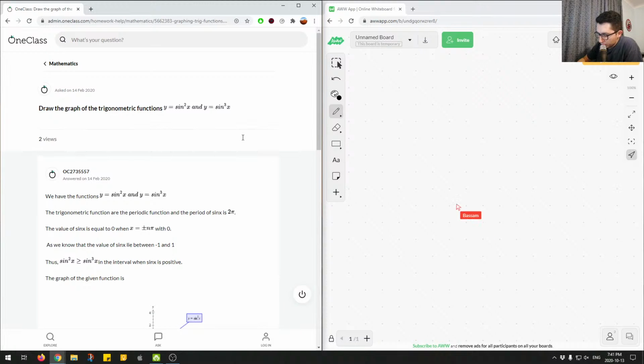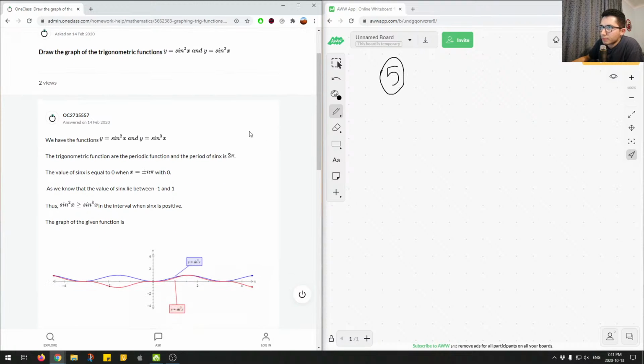So the next question, we have question number 5. Okay, so we're asked here, draw the graph of the trig functions y equals sine squared x and y equals sine cubed x. So the junior tutor has the following answer, and then we'll go through how to get to the correct answer. So we have these two functions.